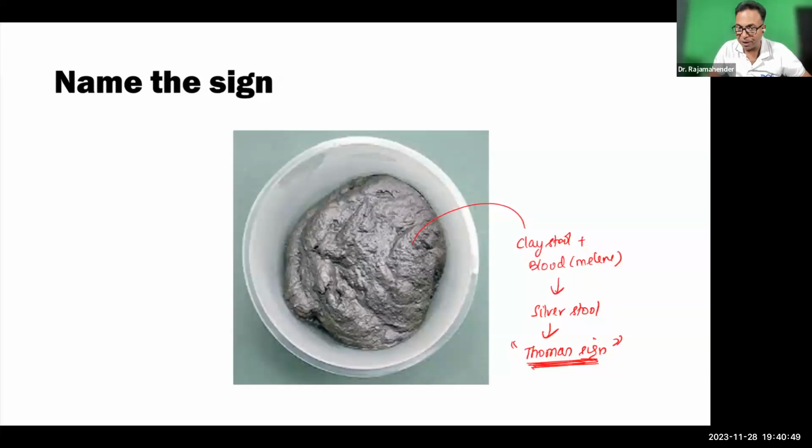Clay colored stool mixed with melena. Who will get Thomas sign? In a periampullary cancer, I told you, the tumor will slough out, and when it sloughs out there will be bleeding also. So blood mixed with the clay stool gives a Thomas sign. During the time of sloughing of the tumor, you get this classical feature of Thomas sign.